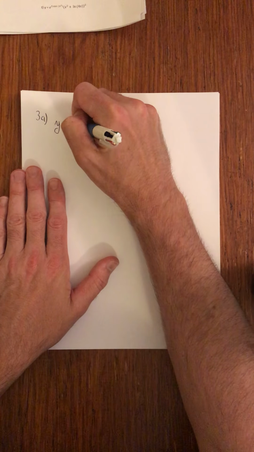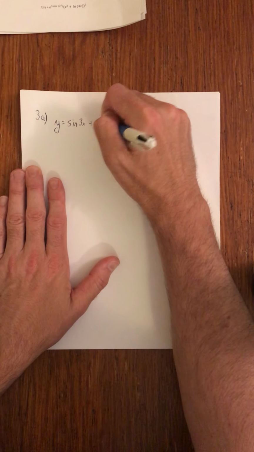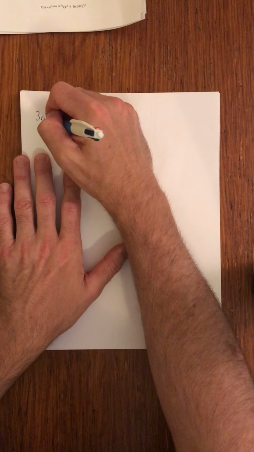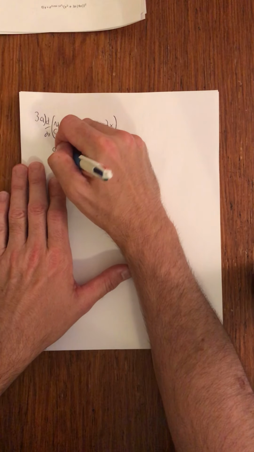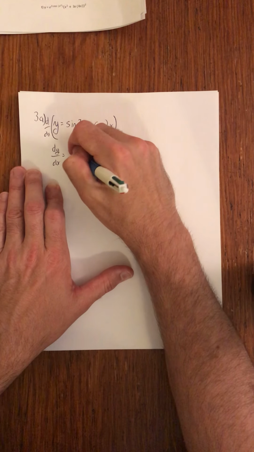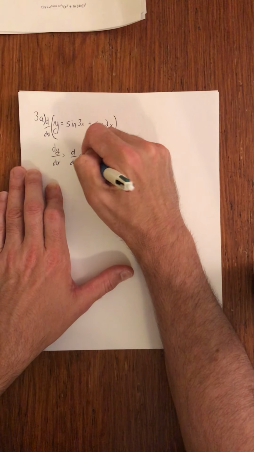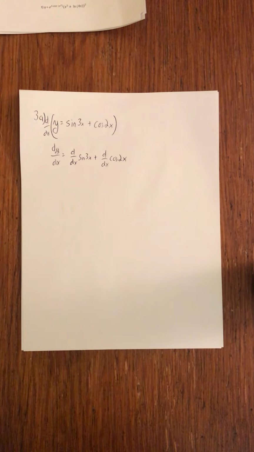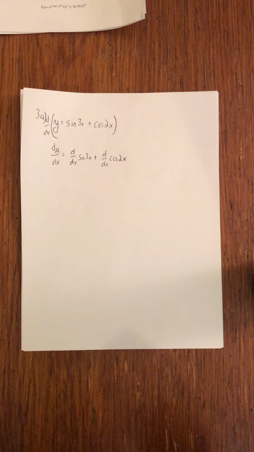So our first is y equals sine of 3x plus cosine of 2x. Clearly I have a sum here, so we're going to start off with a sum rule. So dy dx is d dx of sine of 3x plus d dx of cosine of 2x. Now, I don't have a rule for sine of 3x, and I don't have a rule for cosine of 2x. I have a rule for sine x and cosine x. So what do we do every time that we don't have a rule for something, but we have something similar? And the answer to that is chain rule.